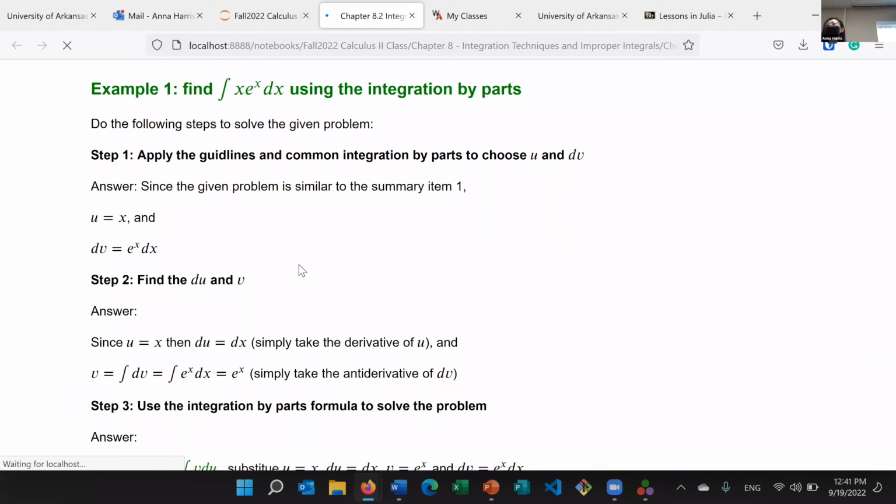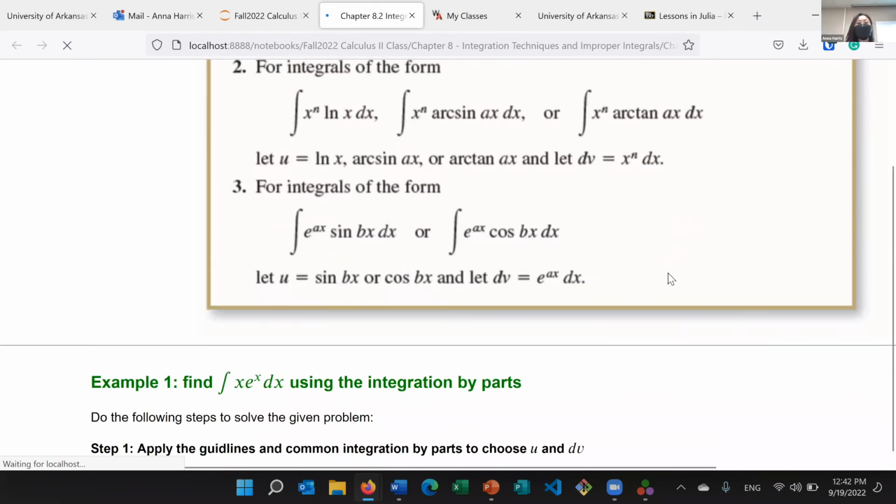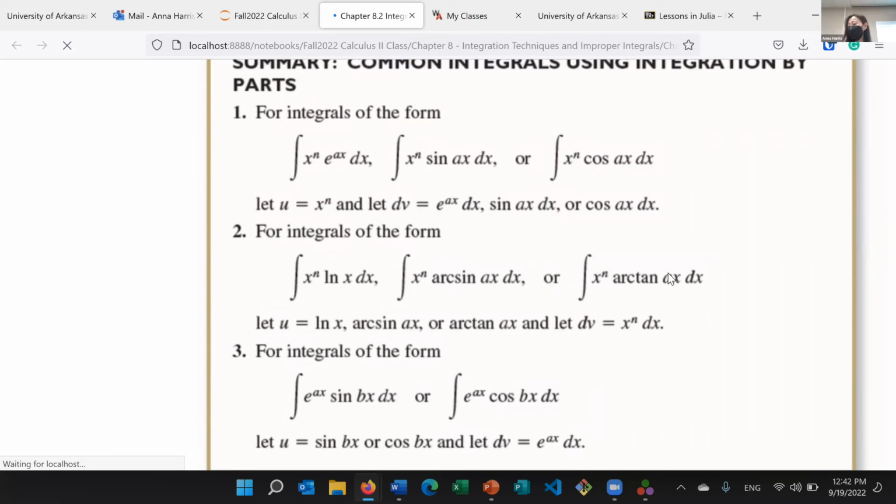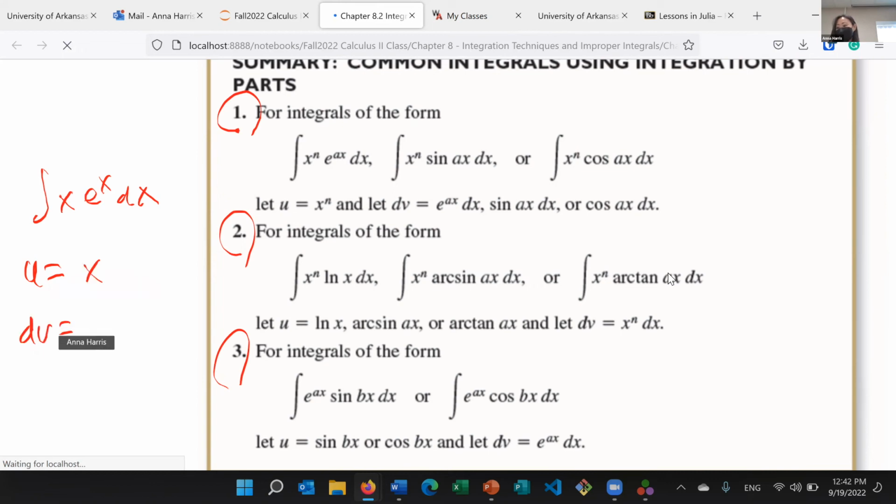Example 1. Which one does it look like? There are the common integrals, rule 1, rule 2, rule 3. That looks like number 1 to me, doesn't it? The problem that I want to solve is the integral of x times e to the x dx. So which one should I use? Definitely 1, right? Then my u has to be equal to x. What's my dv? e to the x dx.